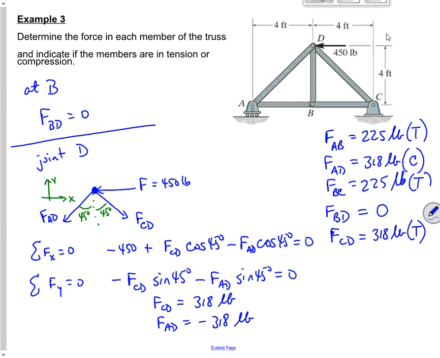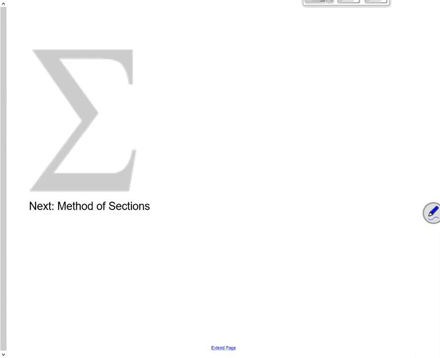And we're done. That's how you work a method of joints problem. You solve one, use that to move to the next one, keep going until you've done everything you need to do. Next time we'll talk about another method of analyzing trusses called the method of sections.